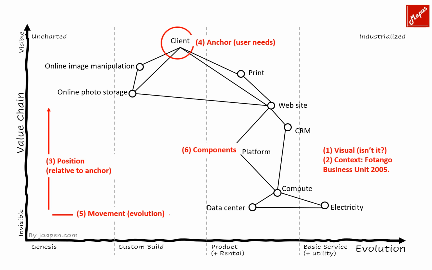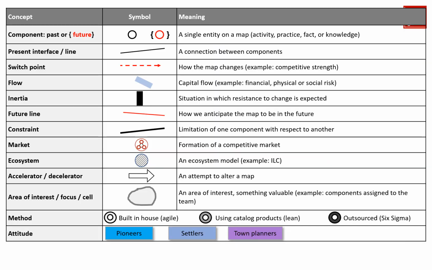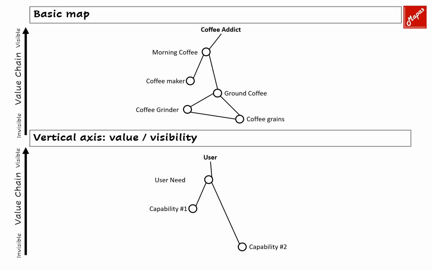Well, if you are watching this video, you probably know this map that represents the 6 characteristics that a map has. This table is the most important table of this content, and it's the glossary of terms. You have probably seen that, and I want to review each one of these symbols using a basic map. The basic map I will use is this one, where I'm representing a user, a user need and some capabilities. So let's start.